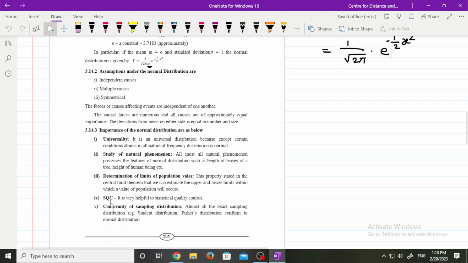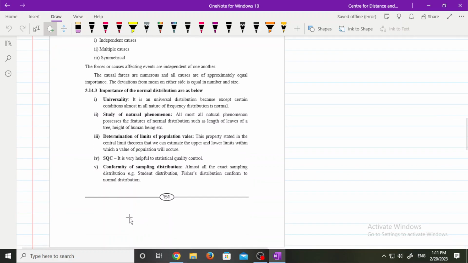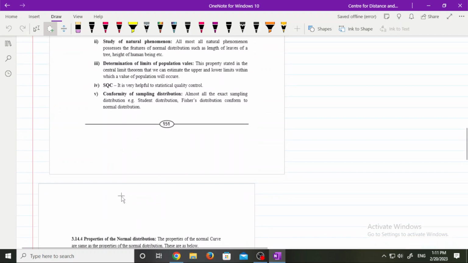Then SQC, that is statistical quality control. This is very helpful for statistical quality control. Then conformity of sampling distribution. Almost all the exact sampling distributions, for example the student distribution and Fisher's distribution, conform to the normal distribution.